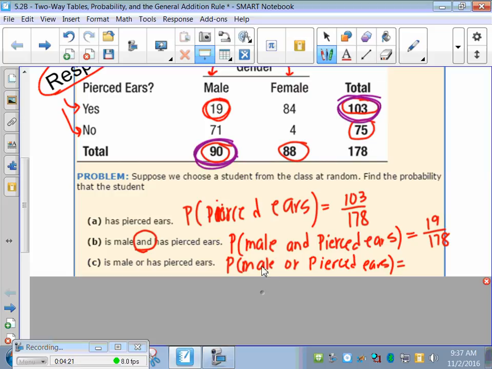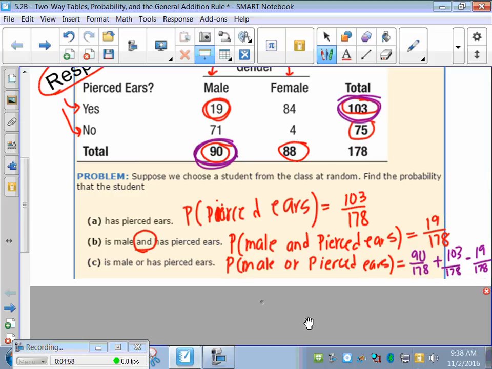Anytime it's or and they're not mutually exclusive, and yesterday they were mutually exclusive so we just added them together, these are not mutually exclusive because we have people who are both male and have pierced ears. You want to show your work on these. So we have males 90 over 178 plus 103 over 178 pierced ears minus the overlap 19 over 178. It's always going to look like that, and then whatever our final answer is, we're good to go.